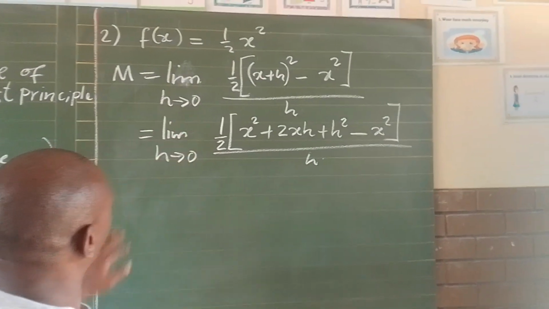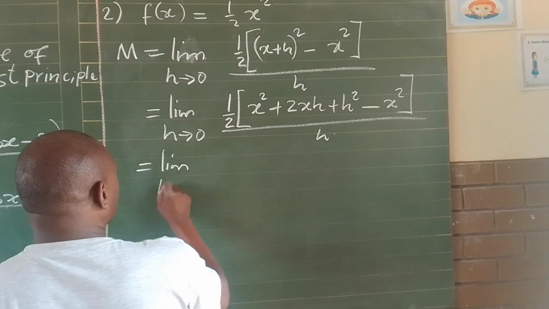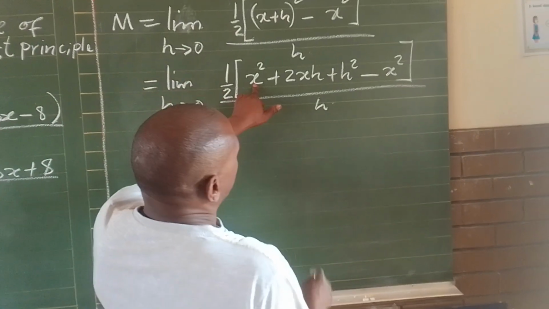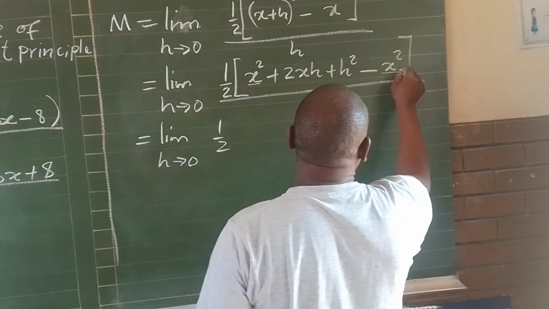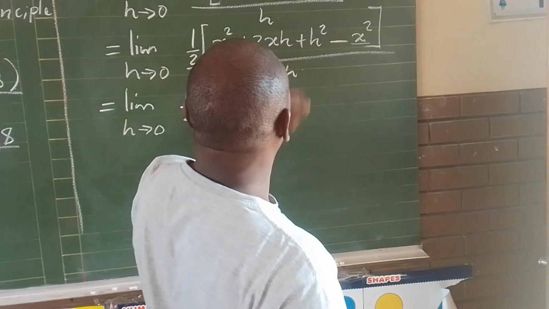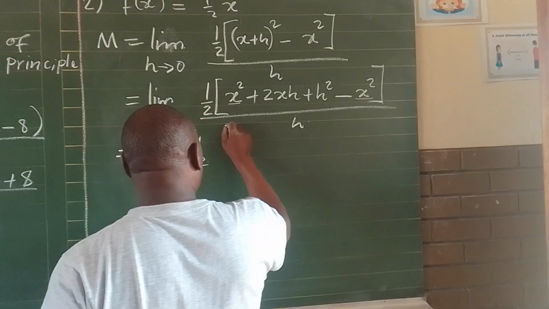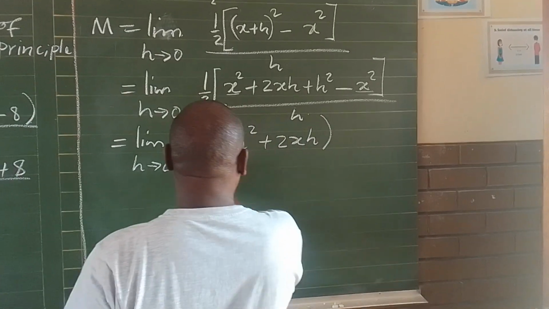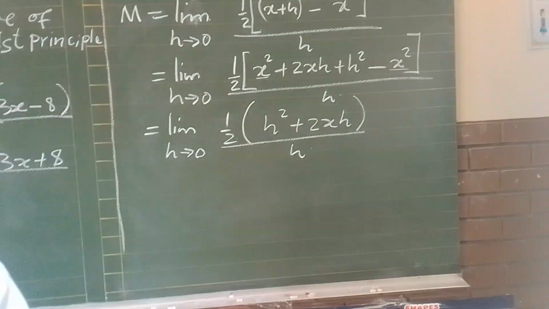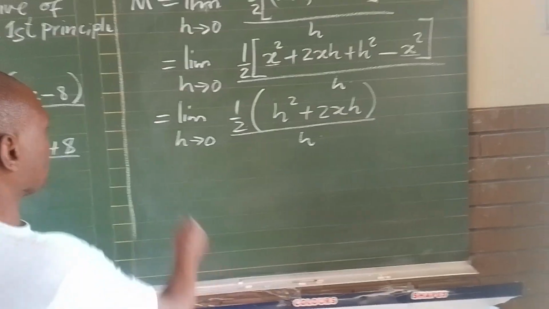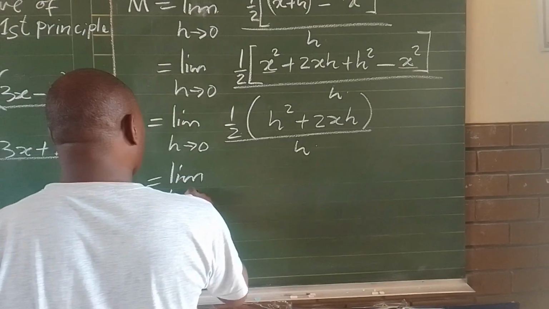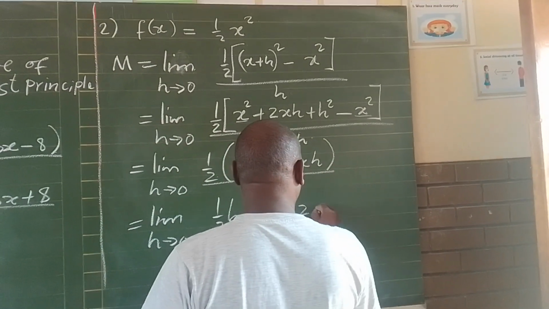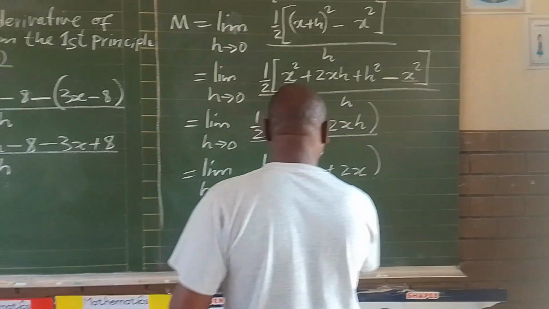I must not drop this limit, I must go with it as h approaches 0. I take my half, x squared and x squared cancel one another. I am left with h squared plus 2xh. Now inside the bracket, I will have h squared plus 2xh all divided by h. Now I can take out the common factor here. I factorize and take the common factor. The limit as h approaches 0, half, h as a common factor. It's h plus 2x. Close your bracket, divide by h.